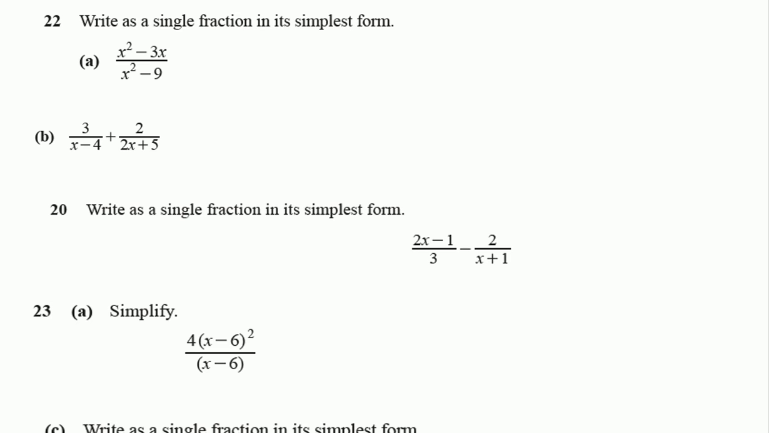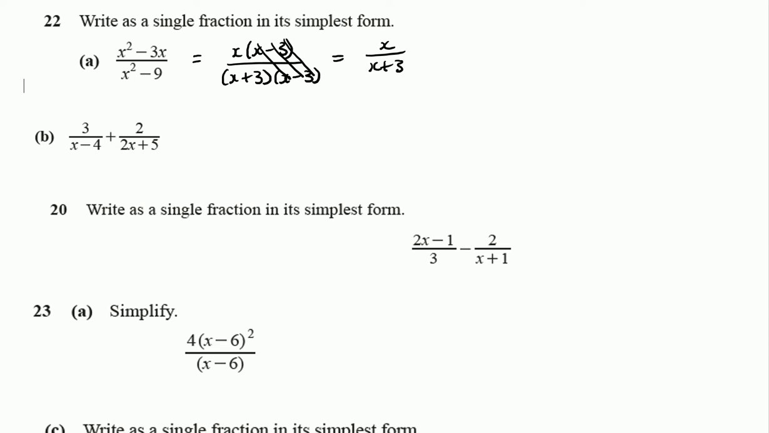So to simplify x squared minus 3x over x squared minus 9, I want to factorize the top, which is nice and straightforward. This is x brackets x minus 3. And I want to factorize the bottom. Recognizing this is the difference of two squares, this is x plus 3 times x minus 3. I see that I've got a common factor of x minus 3 on the top and the bottom, so that's going to cancel out, leaving my solution as x over x plus 3.